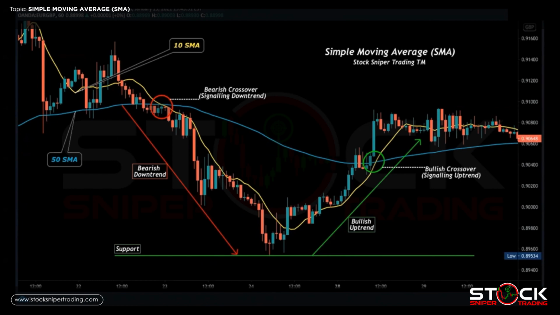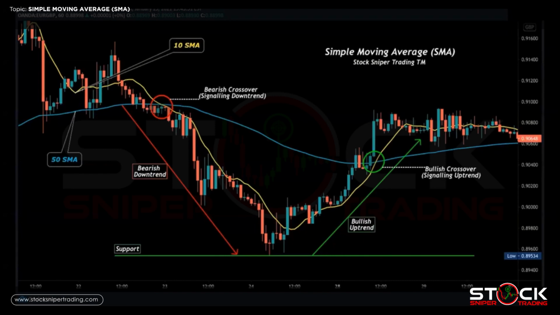You can see when the yellow line crosses below the blue line, we have a bearish crossover, signaling a downtrend, where our shorter SMA crosses a higher time frame SMA. The 10 crosses below the 50. This causes a bearish downtrend when we have a bearish crossover, and eventually price will reach a level of support where buyers will come into the market and start pushing the price up.